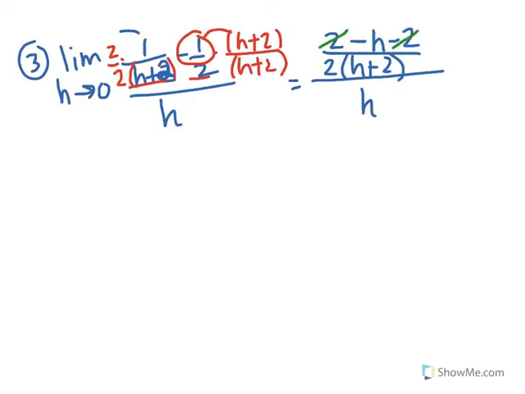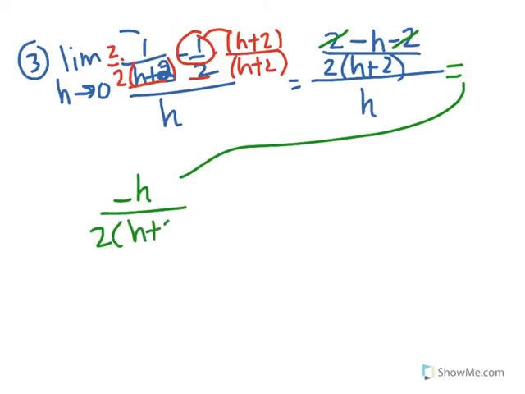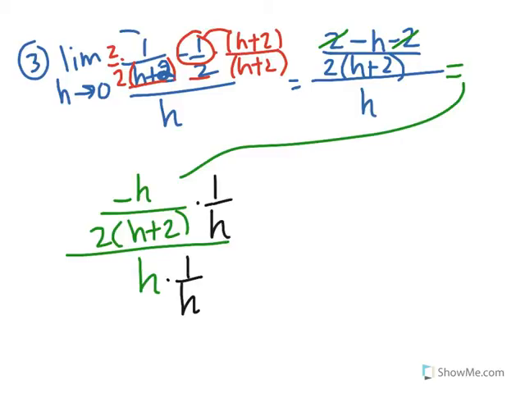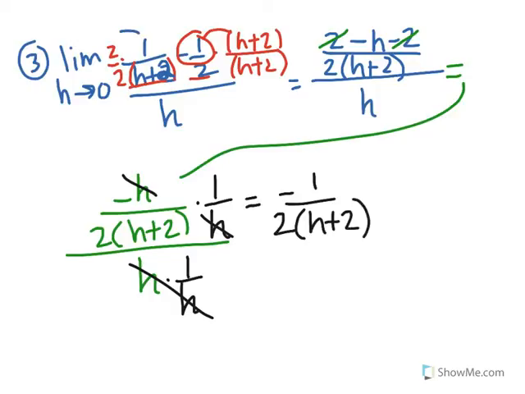The 2's end up canceling in the numerator. So I'm going to move right down here. And I end up with -h over 2 times h plus 2, all divided by h. So I have a fraction within a fraction, and to get rid of this, I can multiply by 1 over h. This ends up canceling. These h's end up canceling. So I'm left with on the top -1 over 2 times h plus 2.